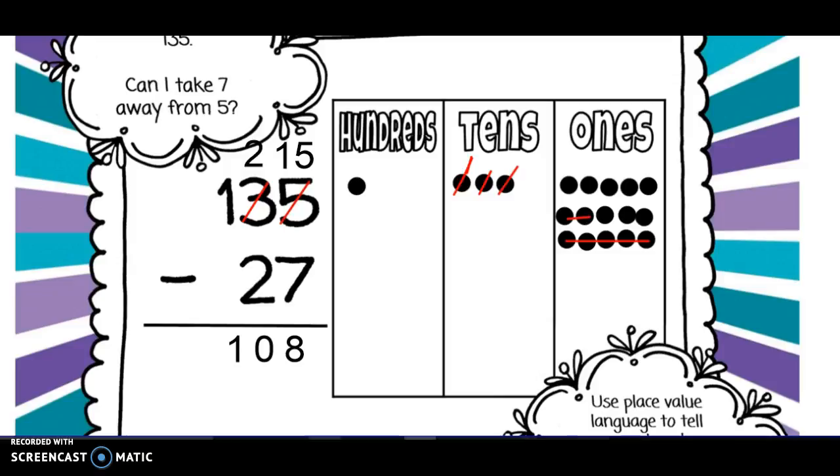Then I need to subtract 2 tens from the tens place. When I take 2 tens away, that leaves me with 0 tens. Then 1 hundred minus 0 hundreds is 1 hundred. My answer then is 108. If you did not come up with the same answer, then pause the video and go back and double check your work to find your mistake.